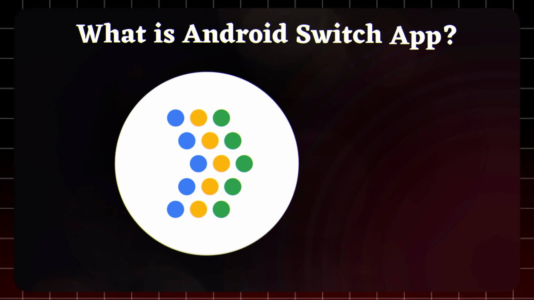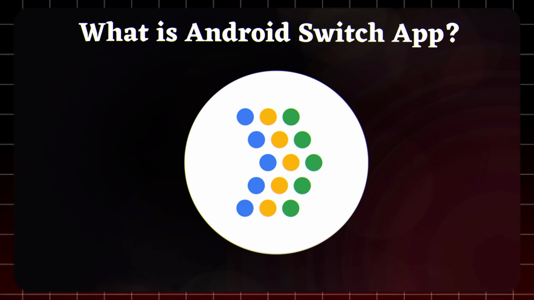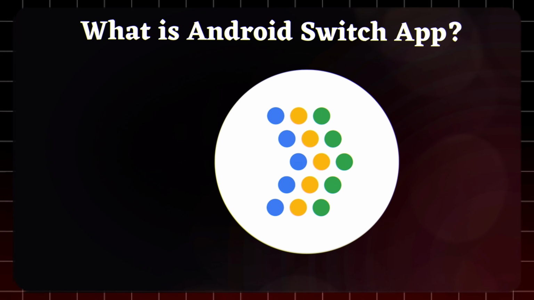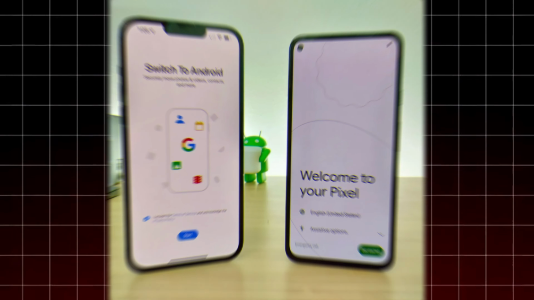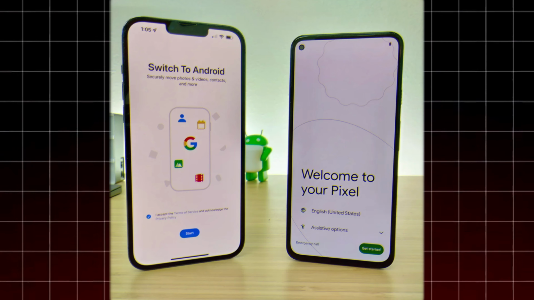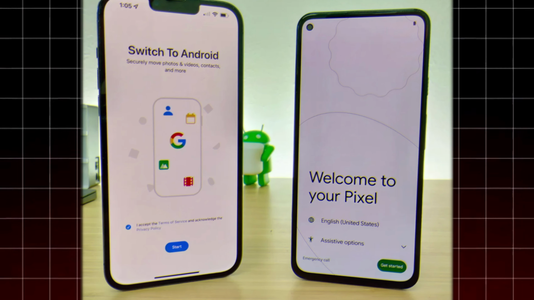What is Android Switch? Android Switch is an official app developed by Google. It's designed to help you transfer your data from your old phone to a new Android device. This includes switching from iPhone to Android or Android to Android. You usually won't find it on your home screen because it's mainly used during phone setup.